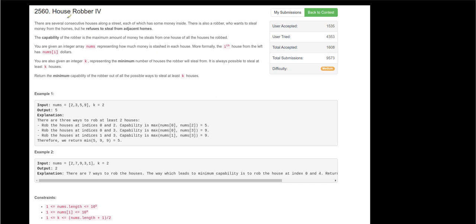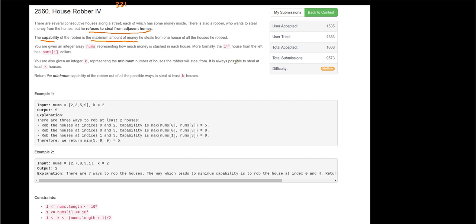Hi, this is LeetCode question House Robber, and this is question 3 from weekly contest number 331. There are several consecutive houses along a street, each of which has some money inside. There is also a robber who wants to steal money from the homes, but he refuses to steal from adjacent homes. The capability of the robber is the maximum amount of money he steals from one house of all the houses he robbed.